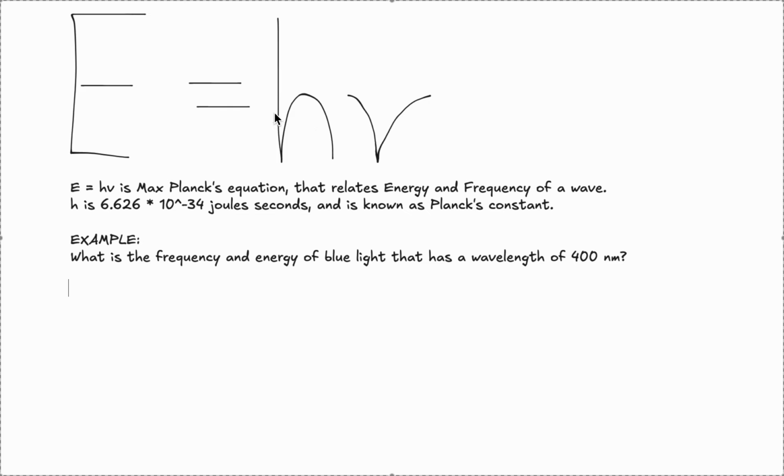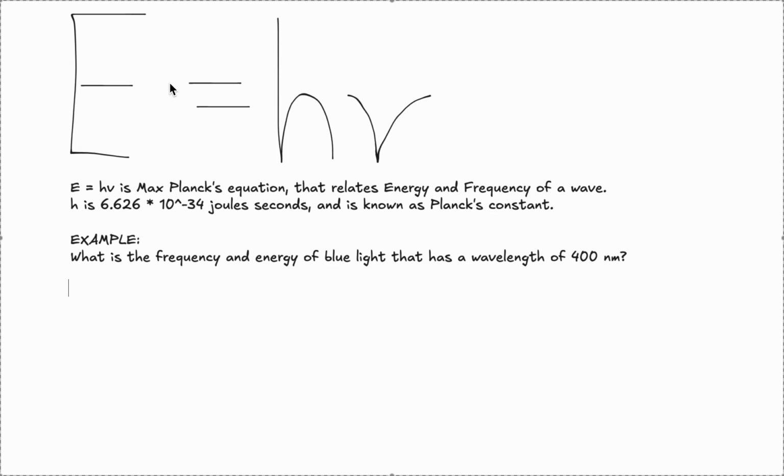As I said last time, E is equal to hv is Max Planck's equation that relates energy and frequency of a wave. I didn't tell you exactly what h is in this equation, but I will now. h is known as Planck's constant, and it is equal to 6.626 times 10 to the power of negative 34 joule seconds. The standard unit of energy is joules, so that's why we use joules here, and we use seconds here because it's a canceling term for the unit of frequency. You'll understand more about how this works when we do our first problem.